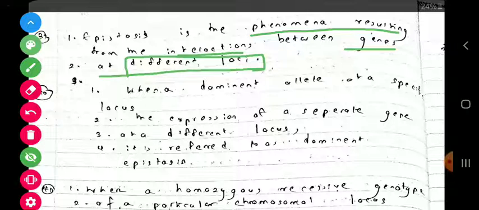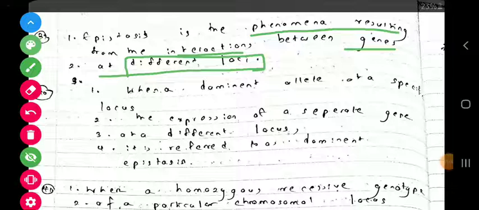To get a better understanding of this, now we are going to the further definitions, because there are two categories of epistasis: dominant epistasis and recessive epistasis. From that we can understand this better. So what is dominant epistasis?